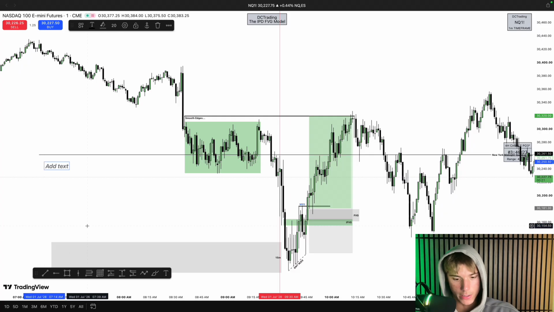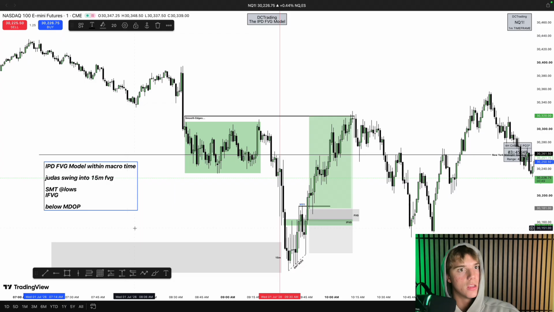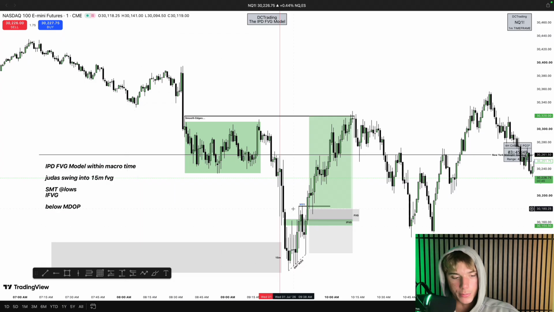All right, we have the IPD FEG model within macro time. We have Judah swing into 15-minute fair value gap. We have SMT at lows, and we have an inversion fair value gap, and we are below midnight opening price. So this is exactly how you spot A plus setups, and you literally rinse prop firms.